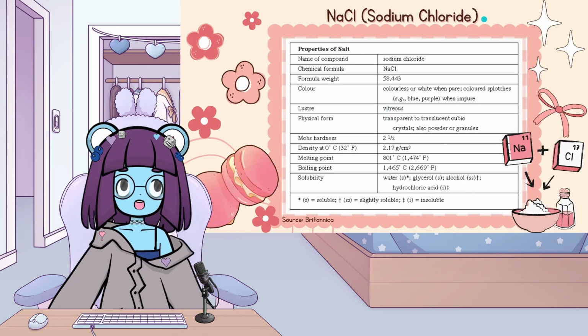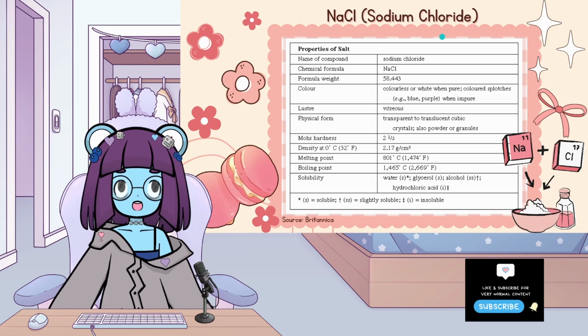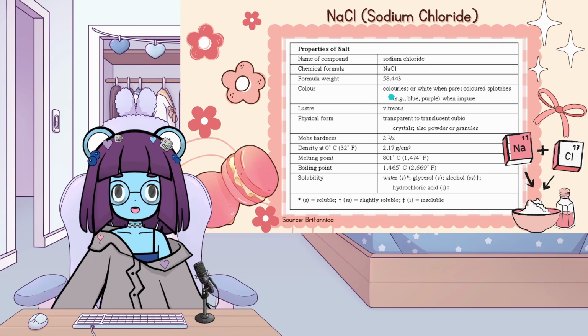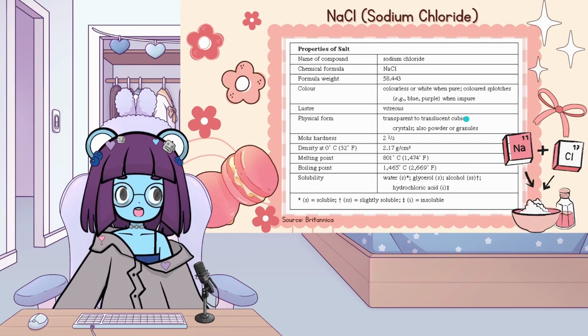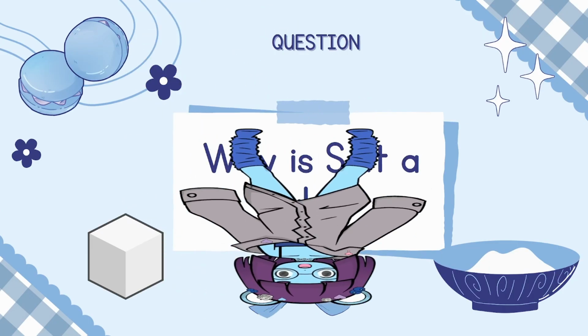also known as sodium chloride, and when using the elemental abbreviation, NaCl. It is sort of white and colorless when it is in its purest form and has colored spots when impure, and salt is indeed a cube. Which brings me to my next point. Why is salt really a cube?